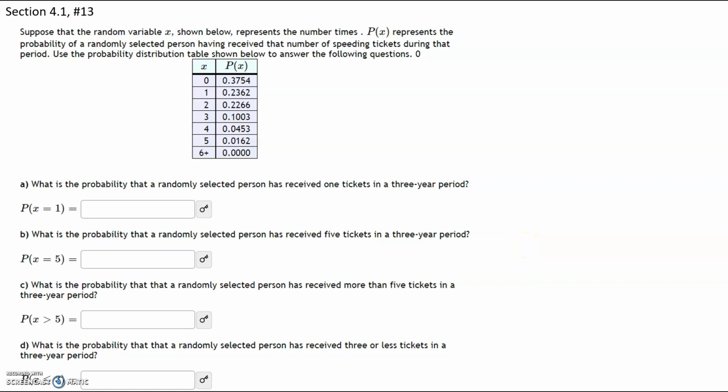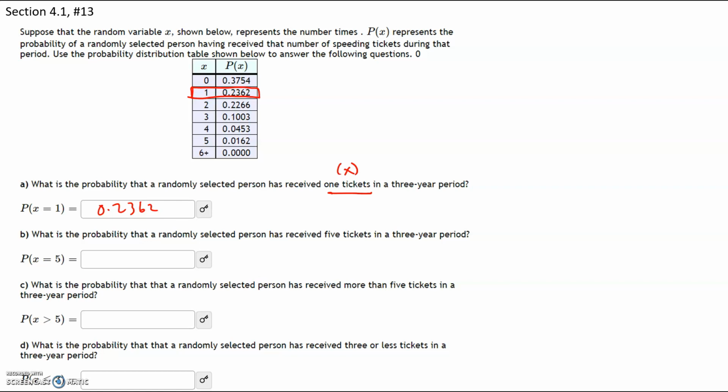In this problem, we have a probability distribution. Now, part A says, what is the probability that a randomly selected person has received one ticket in a 3-year period? So, the one ticket refers to the value of x. Okay, so let's take a look at x equals 1, and the probability is 0.2362.